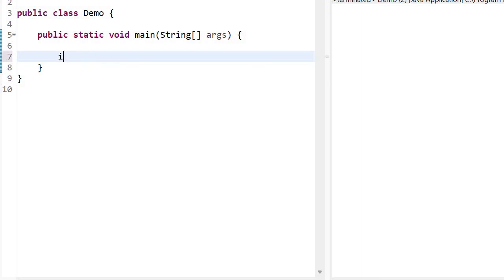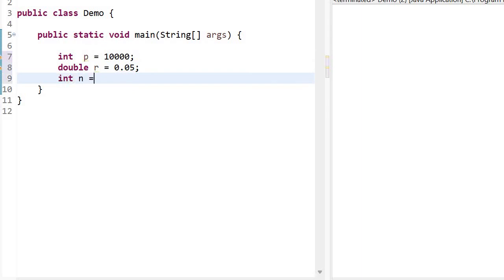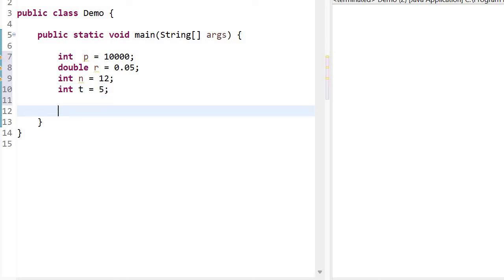Here, I will be taking the first variable as the principal. I will be taking the small letter p, and p as we have taken here is 10,000. Then I will be taking r, that is the rate, equal to 0.05. I will be taking n equal to 12, for the number of times the interest will be applied. And finally, time is equal to 5 years.